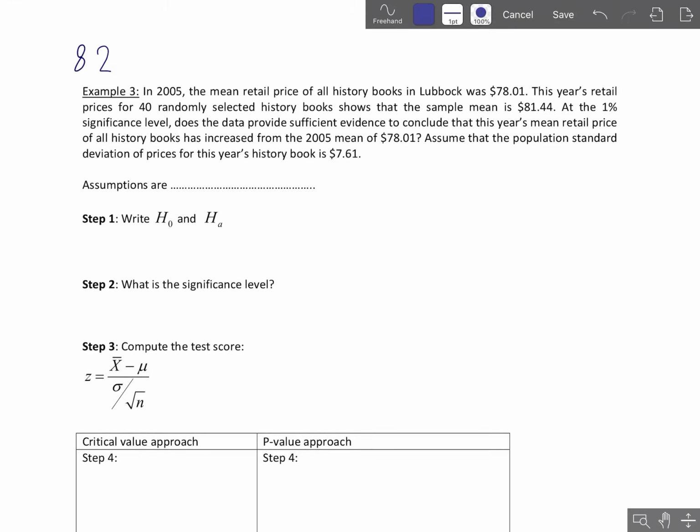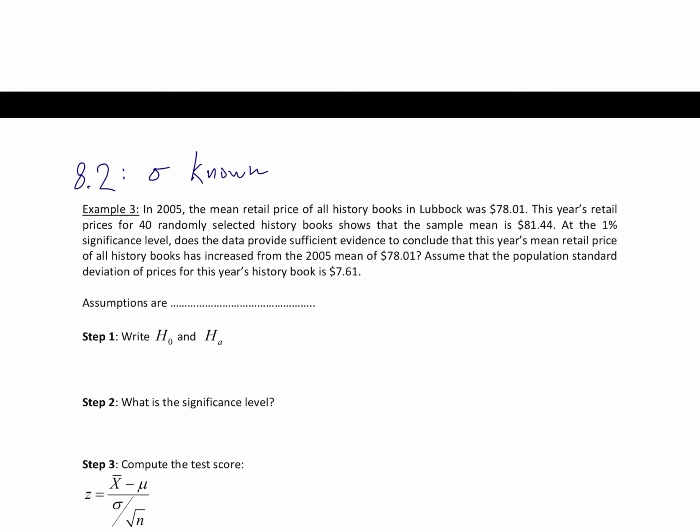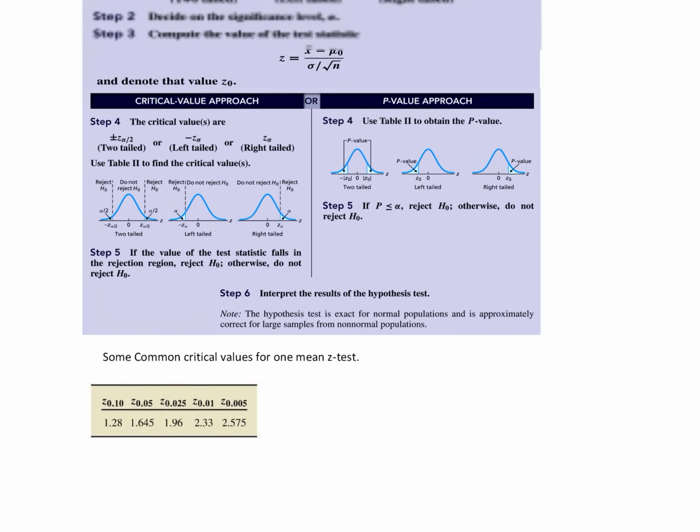So in this video, we're going to look at example 3, which is still in section 8.2. And remember, the big deal about section 8.2 is that your standard deviation is going to be known in these examples. We'll talk in the next example about what to do whenever your standard deviation for the population is unknown.